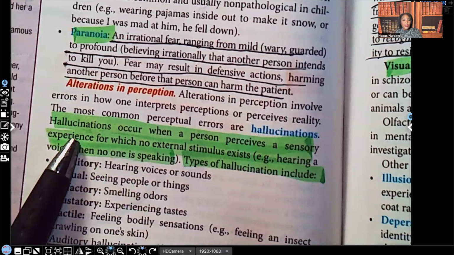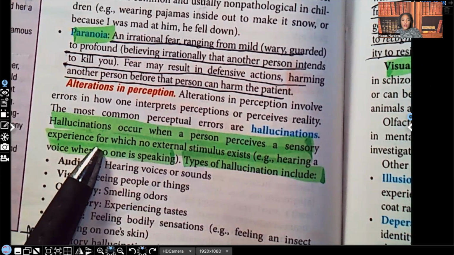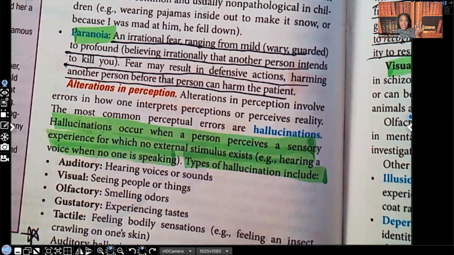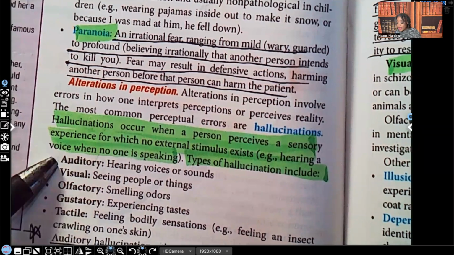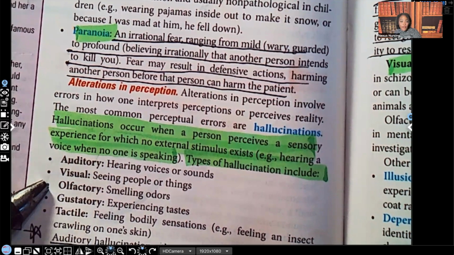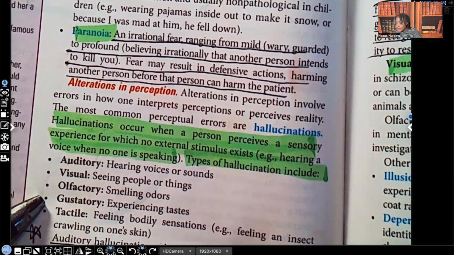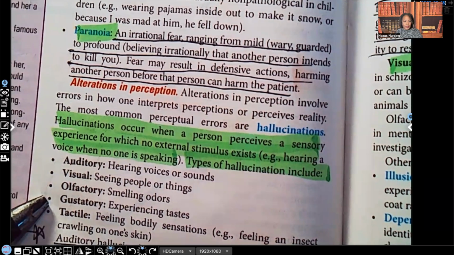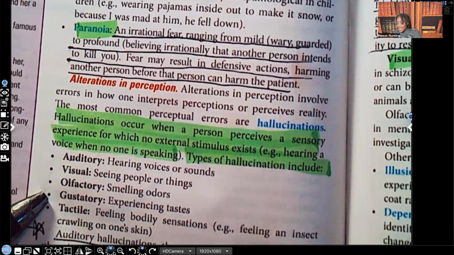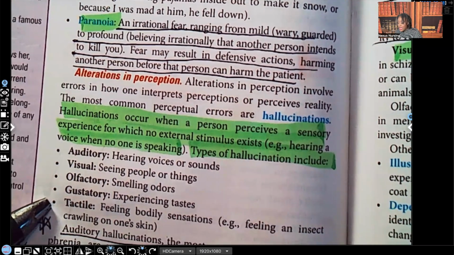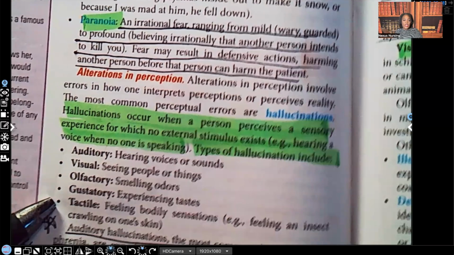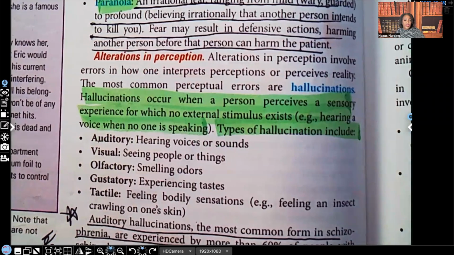Hallucinations occur when the person perceives a sensory experience for which no external stimulus exists. So they hear something, but there really was no sound. They see something, but there's really nothing there. And there's all different types of hallucinations: auditory, that's hearing; visual, that's seeing; olfactory, that's smelling something that's not there; gustatory, that's experiencing tastes that do not exist; tactile, feeling bodily sensations that don't exist, such as feeling animals crawling on them and there's nothing there.